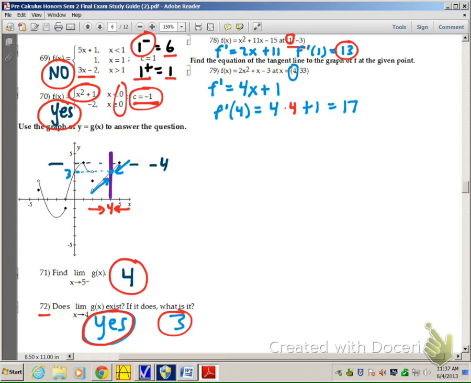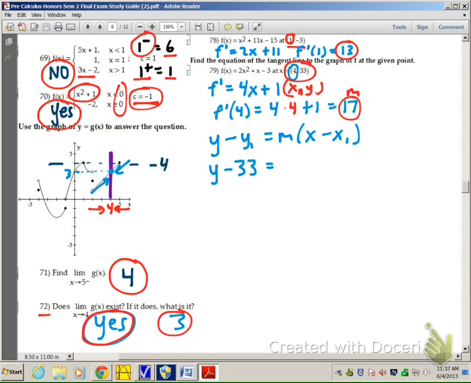Well, this is kind of nice, because we're already given the x, and we're given the y, and we're given the m now. We're not given the m, we found the m. And when we find the m, we know we have the x1, y1, and we have the m, so we can just replace all of those values in our point-slope form of a linear equation. And the point-slope form, y minus our y1 value, which is 33, equals our m, which is 17, times x minus our x1 value, which is 4. So we have our equation of our tangent line at the point that was given, 4, 33.